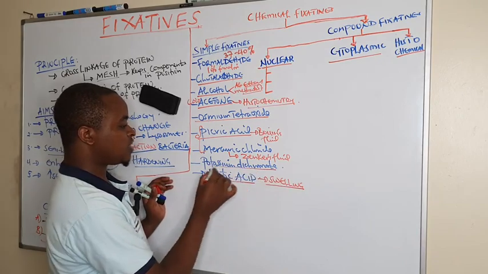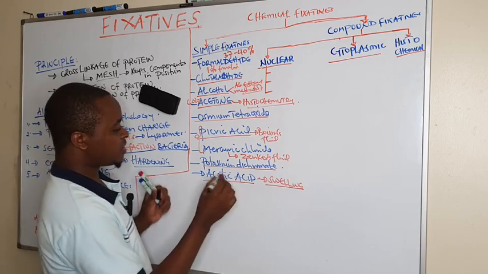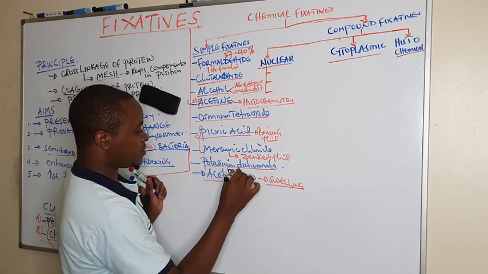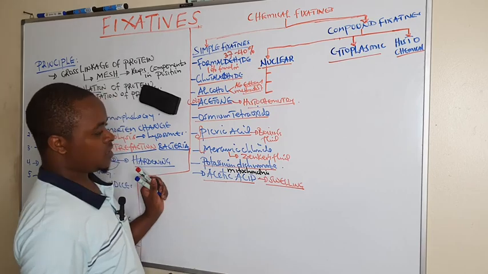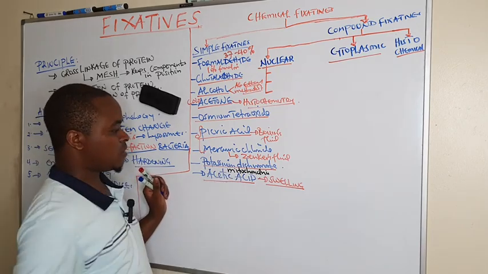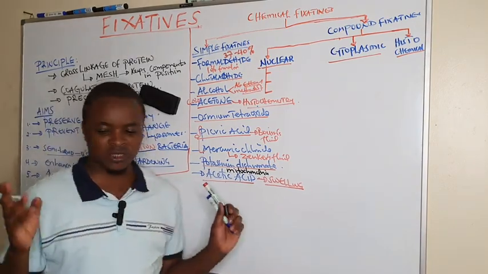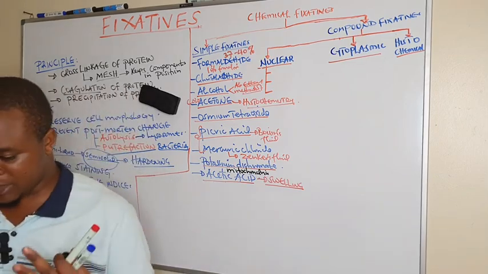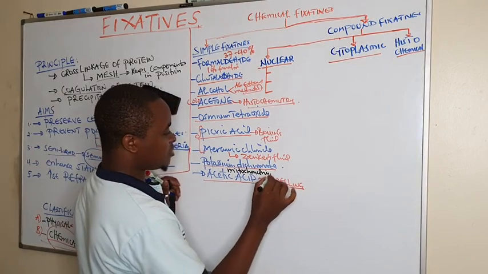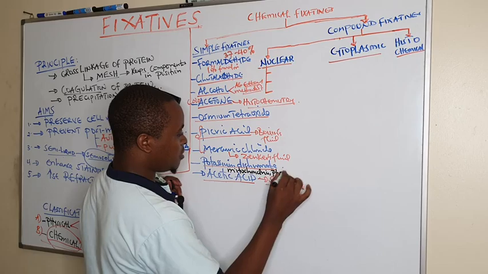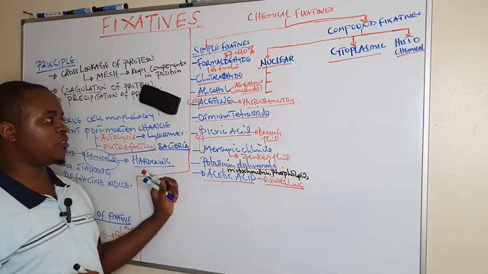Then we have potassium dichromate, which is the best fixative for preserving mitochondria and glycogen. If we are interested in preserving mitochondria, we can use potassium dichromate as a fixative, together with phospholipids. If we want to preserve mitochondria and phospholipids, we can use potassium dichromate.